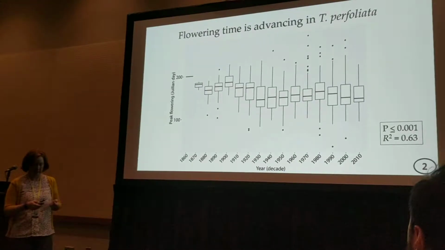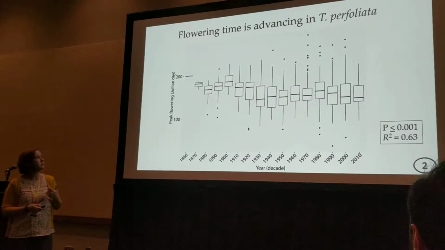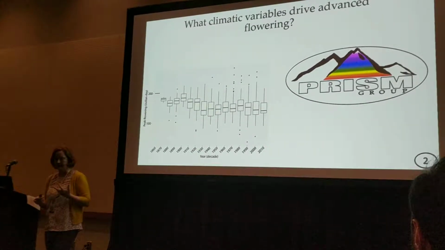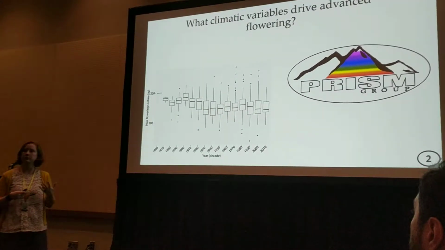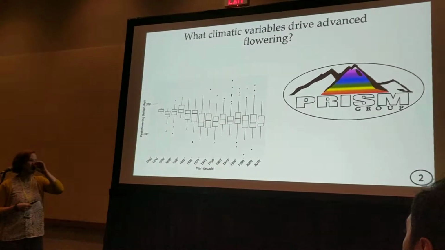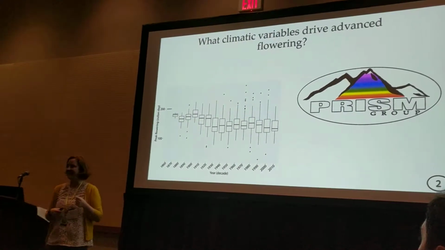Okay, so it's flowering earlier. That's neat, especially when you're looking across such a large geographic range. The logical question is, okay, it's advancing, so what are the climate factors that might be associated with this shift? And to address this question, we took advantage of the PRISM climate group, that's hard to say, data set.